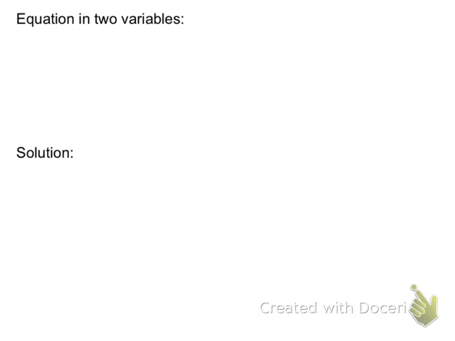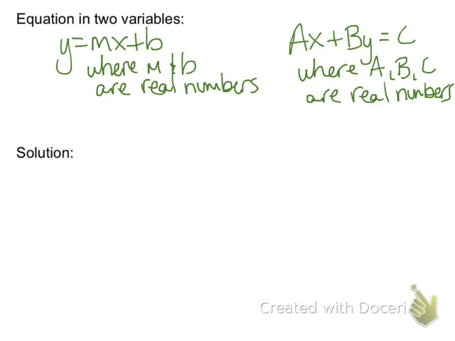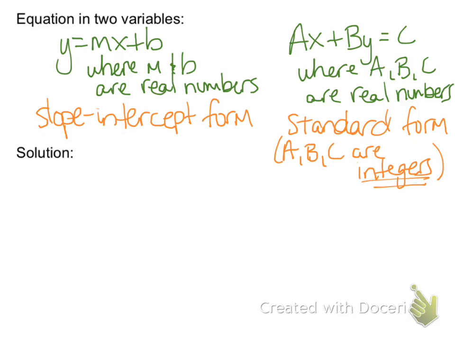So an equation in two variables can be in one of two forms. We can have y equals mx plus b, where m and b are real numbers, and we can have ax plus by equals c, where a, b, and c are real numbers. This first one is called slope-intercept form. Hopefully you're familiar with that. And the second one is called standard form.